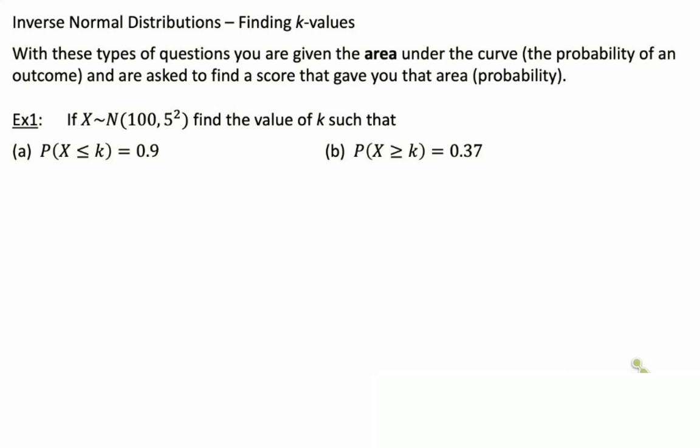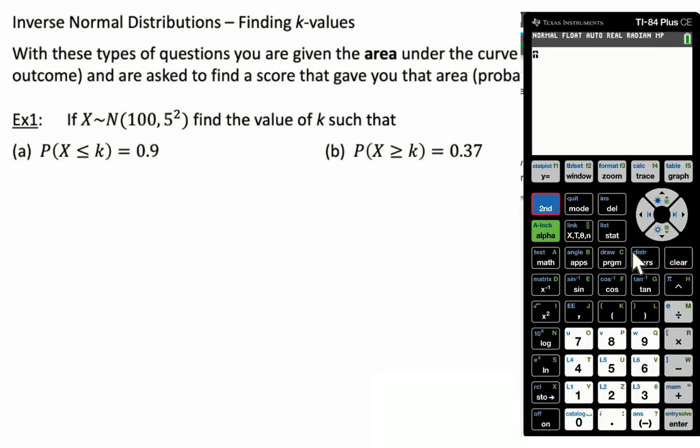In example 1, we have a random variable x that's distributed normally with a mean of 100 and a standard deviation of 5. In part A, we need to find the value of k such that the area to the left of k gives 0.9 or 90%.